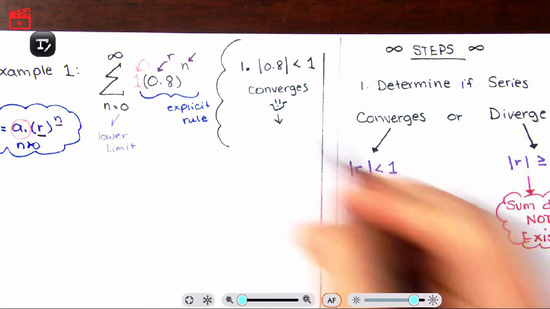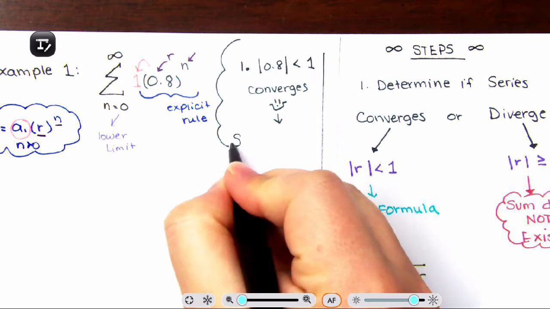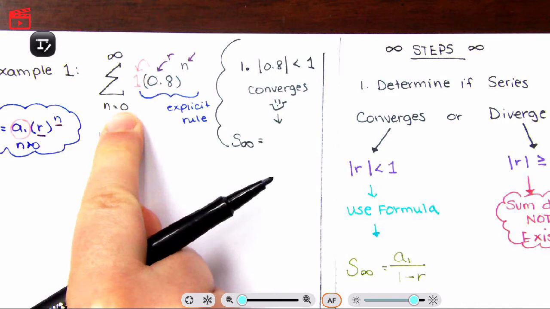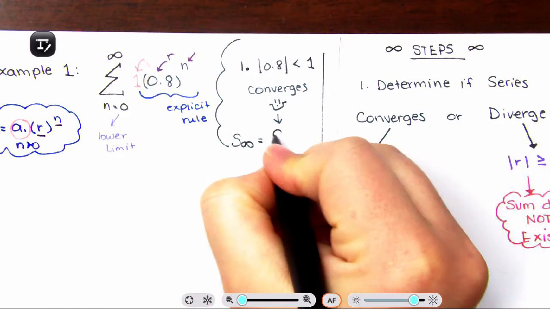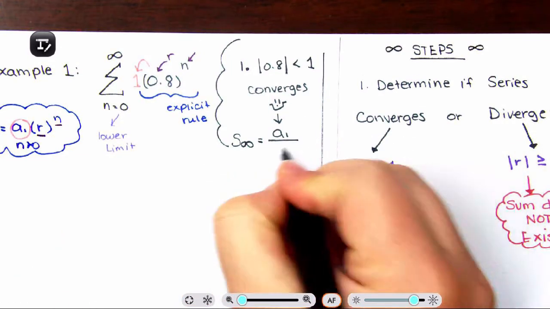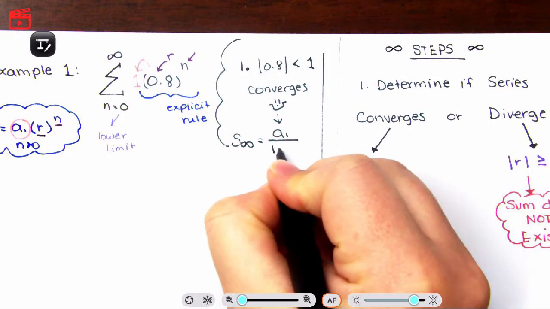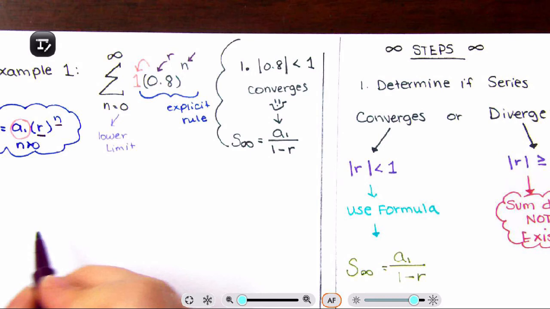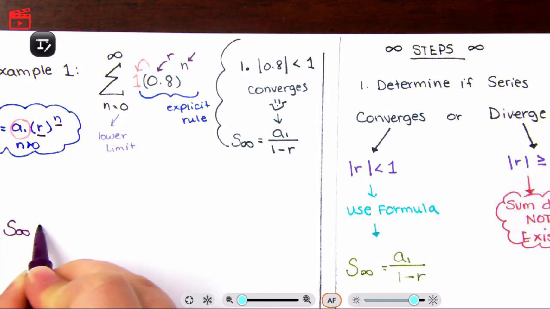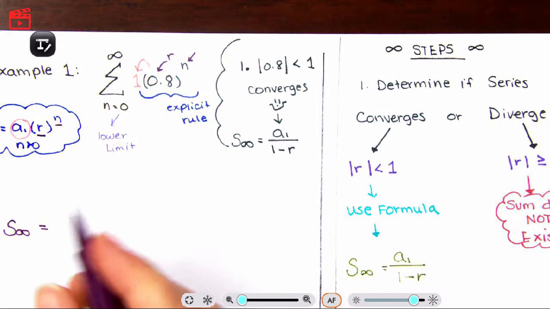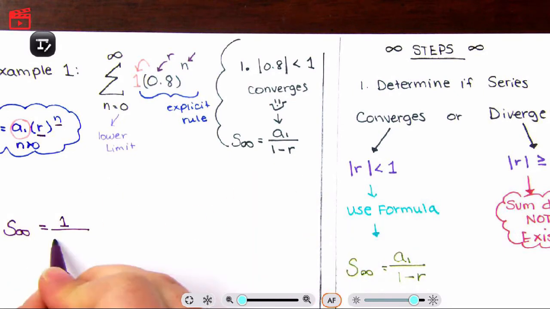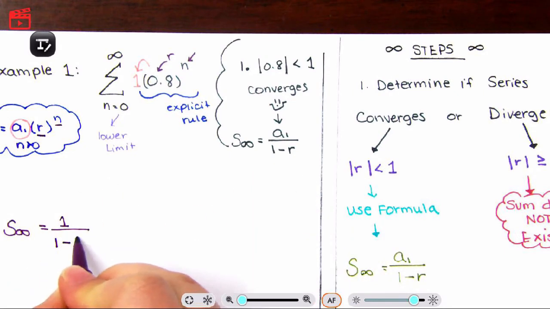The formula is right here: the summation from n equals 0 to infinity is A sub 1 divided by 1 minus R. So let's rewrite that formula just a little bit bigger down below, but this time we know what our A sub 1 is. A sub 1 is 1. And we have 1 minus R, and R is 0.8.